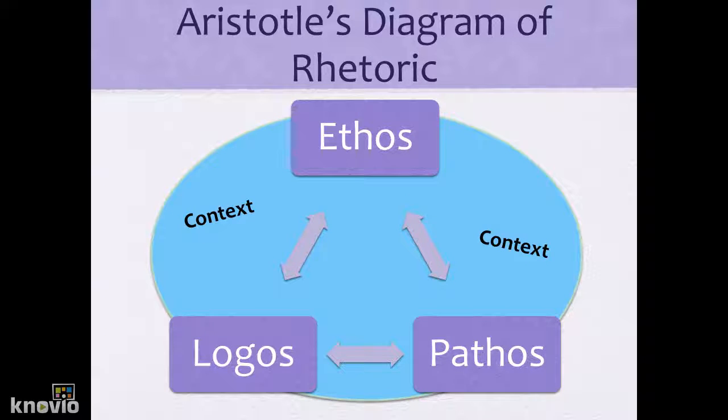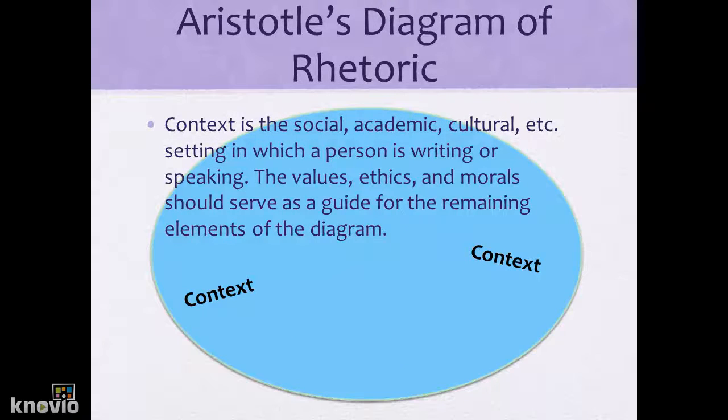Aristotle's diagram of rhetoric consists of three interrelated elements: ethos, pathos, and logos, all of which occur within a larger context. When writing or speaking, the author must keep the larger context in mind at all times, because it actually governs the remaining elements of the diagram. Context helps determine how the author or the writer presents his or her argument.